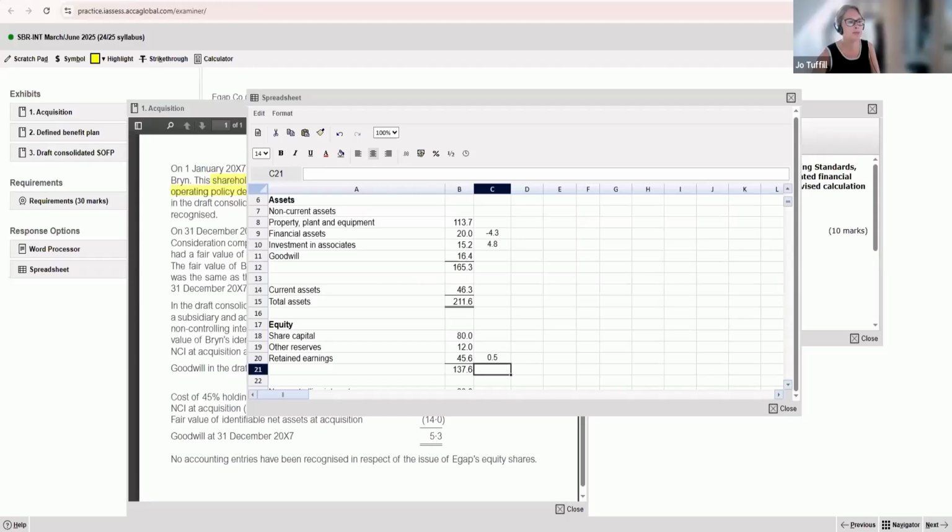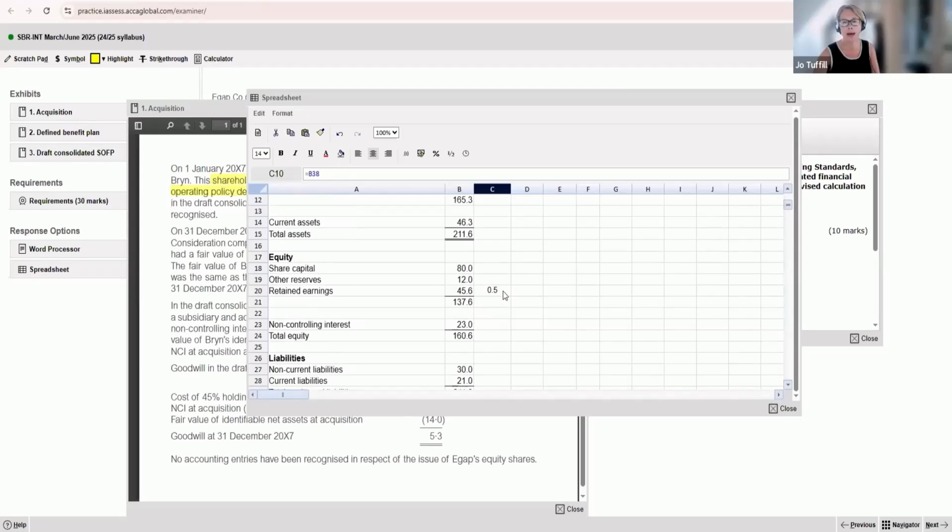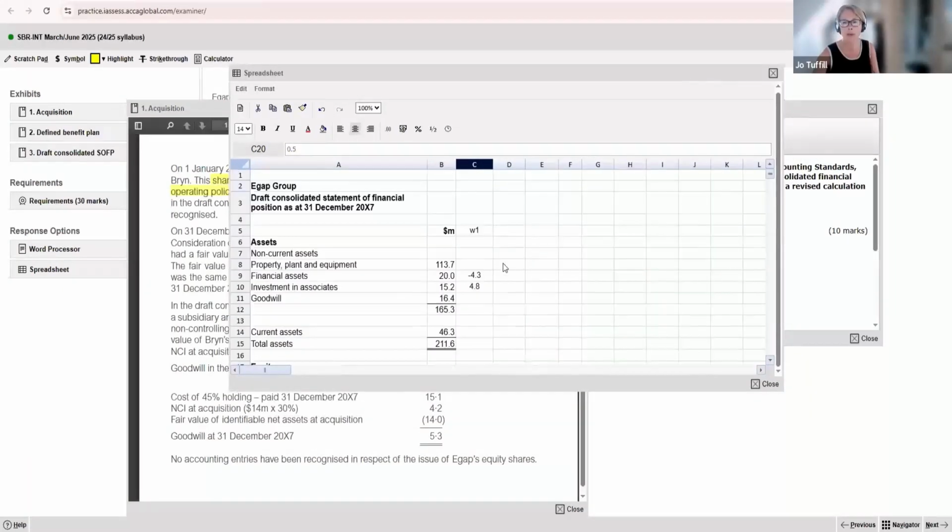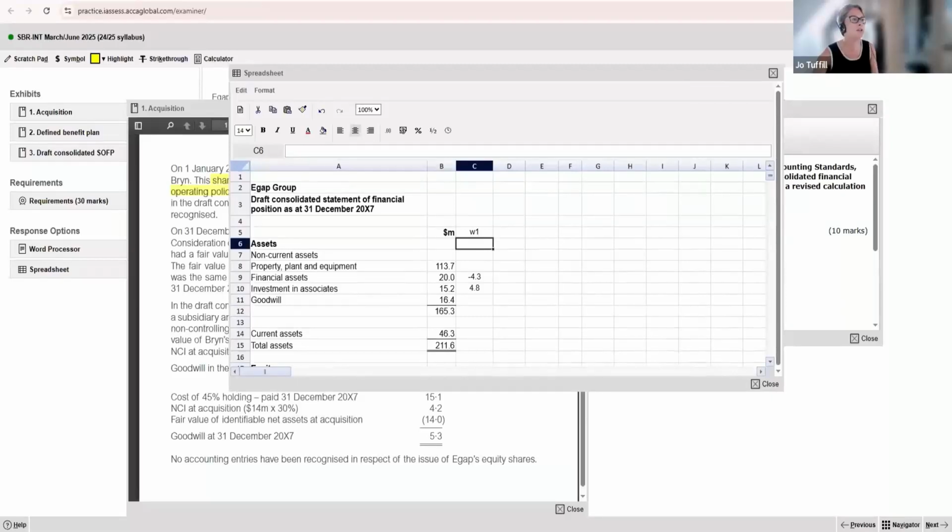Is that Matteo? Take it out of financial assets, put it in investment in associates, and then add it to retained earnings. Is everybody happy with that? Are there any questions? Just checking my chat.